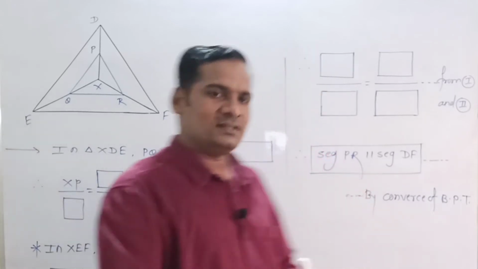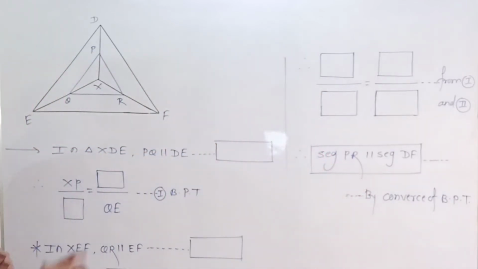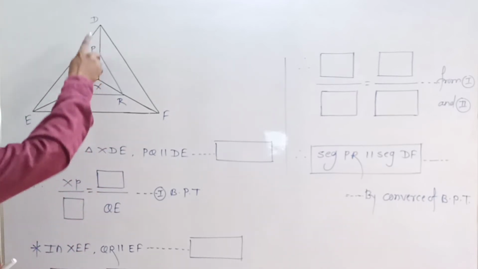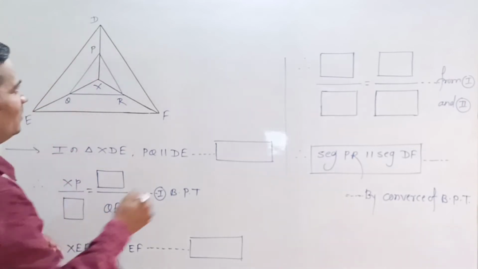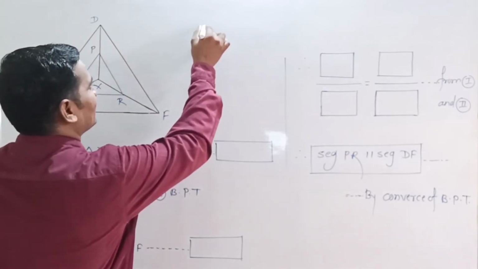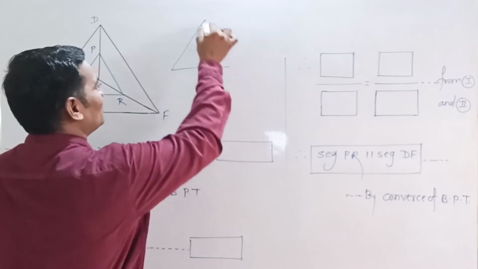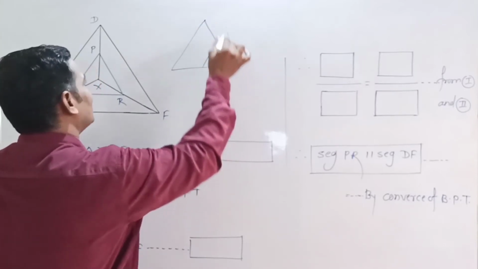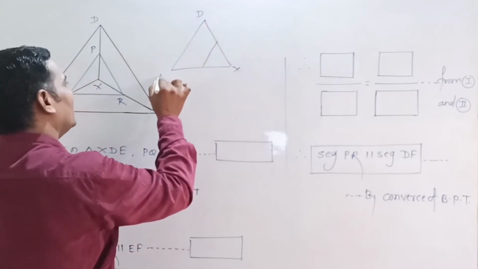So let's take that first one. In triangle XDE, now where is that triangle? Look at this triangle XDE. Now for our convenience we can draw that triangle here. Look at this, okay, and this one is here. So X is here, D is here, and E is here.